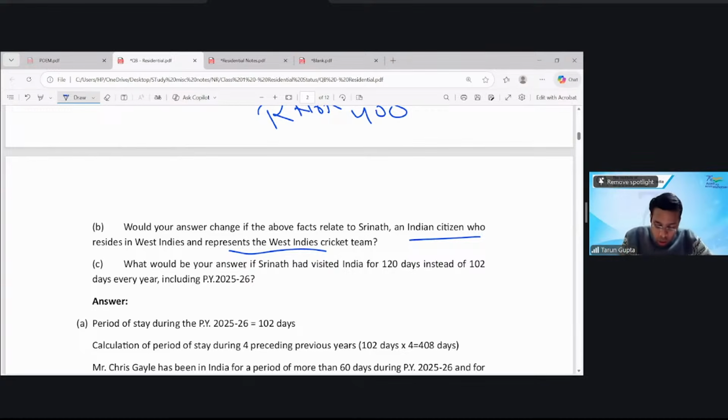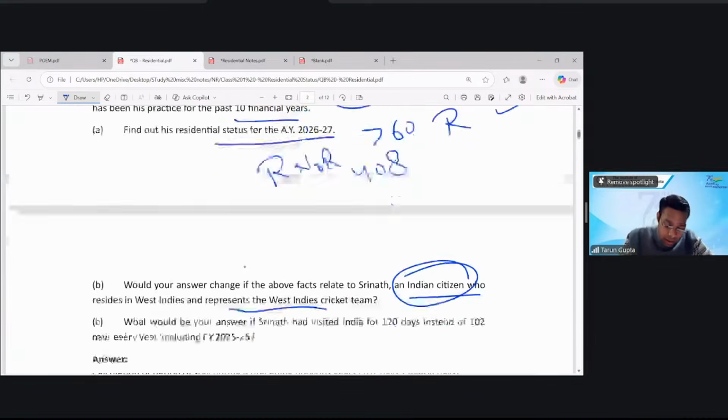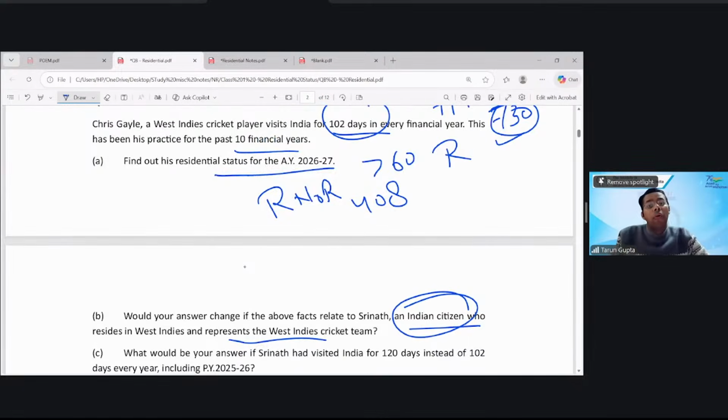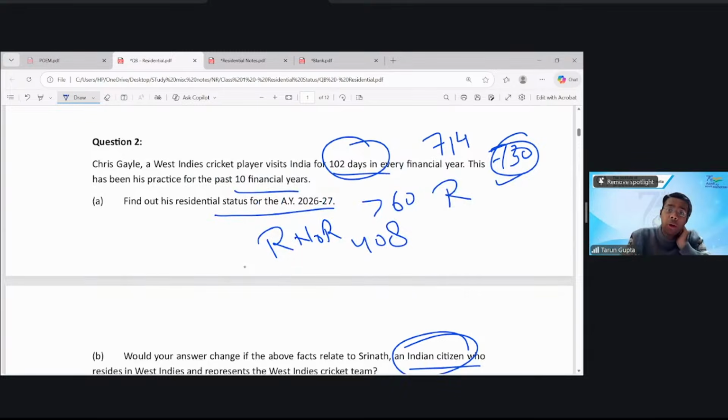Now he's an Indian citizen. He's coming into India for 102 days for a visit. So he qualifies as a person who has settled outside India. So he qualifies as a third category person. For the third category of person, the second condition is not applicable. He qualifies as resident only if he satisfies the first condition, which is 182 days or more. But he's in India for 102 days.